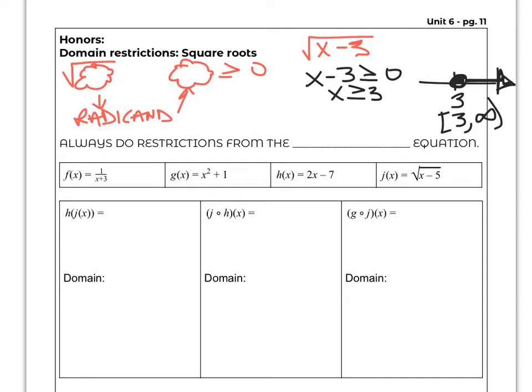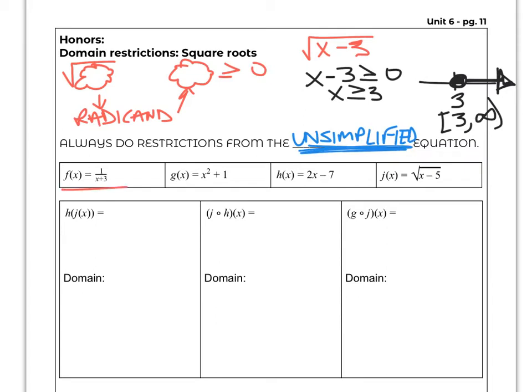When we do these restrictions, this is so important. We do it from the unsimplified equation. The unsimplified equation. Sometimes my square root will cancel when you simplify, but it doesn't matter. If I can't plug it into my earlier function, then I can't plug it into the final function. So here's what this is going to look like.